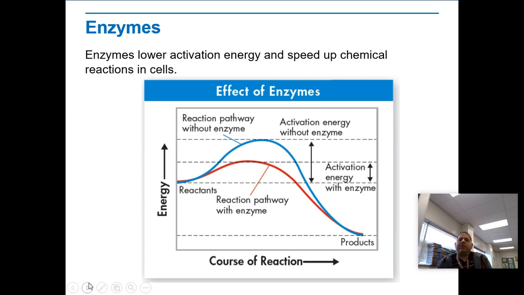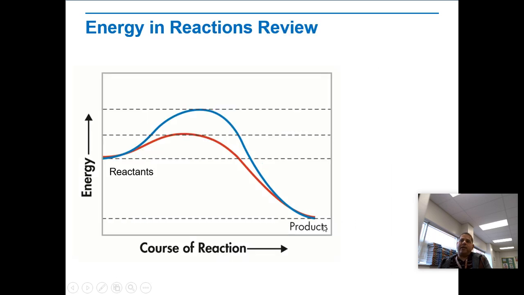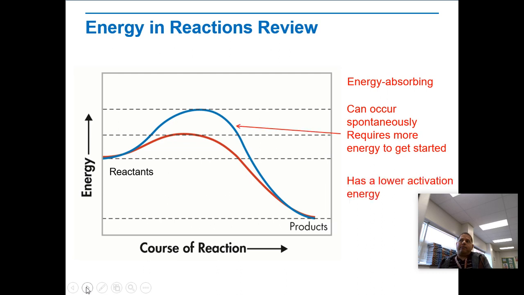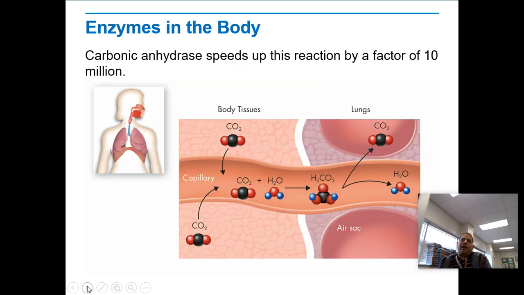Now, this process is extremely slow by itself. So there are some enzymes that help lower the activation energy and help speed up the chemical reaction in your cell. So if you look at this diagram, this is a reaction pathway without enzymes. It's going to take a lot more energy, and of course the reaction is going to take a lot longer. Whereas when an enzyme is involved, the process quickly takes place, requires less energy, and the reaction occurs much quicker. Enzymes in the body, such as carbonic anhydrase, speed up this reaction by a factor of 10.